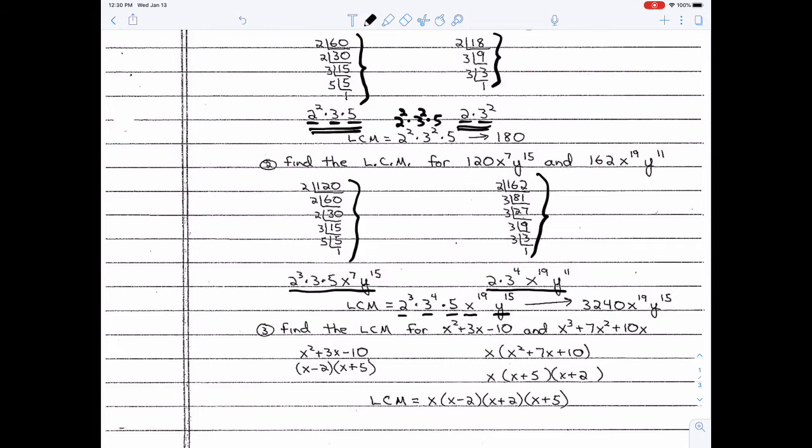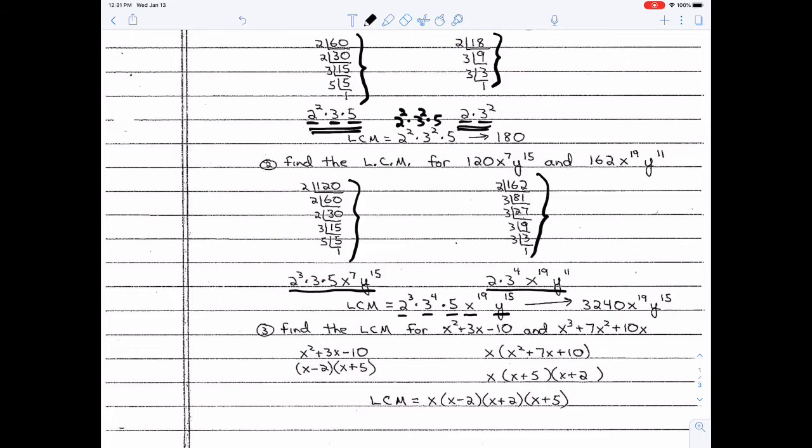X to the 7th and x to the 19th is x to the 19th. It's the largest exponent for x. And y to the 15th and y to the 11th is y to the 15th. That's the largest exponent for y. So the common denominator is 3,240 x to the 19th, y to the 15th.